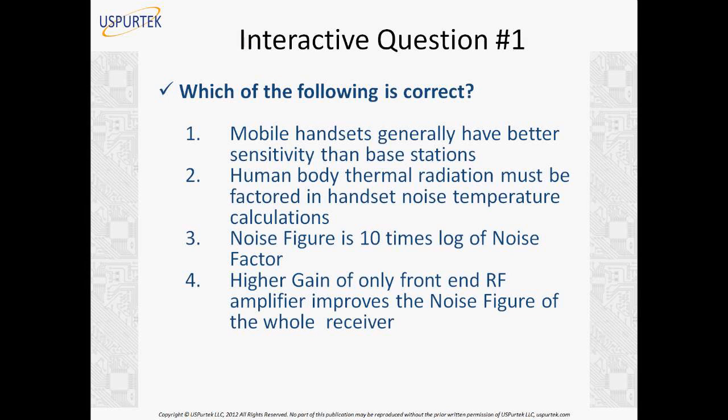So number one is not correct, because as we just discussed, the mobile handsets are not as sensitive as the base stations. They need not be actually. Human body thermal radiation, we don't need to factor this in, because we are already taking the environment, which is 290 degrees K from the earth. Noise figure is 10 times log of noise factor, well, that is true. Higher gain of only the front end RF amplifier improves the noise figure of the whole system. That is correct. Number 4 is also correct. If we recall Friis' equation, when we have a cascade of amplifiers, it's the front end that matters the most for noise figure.